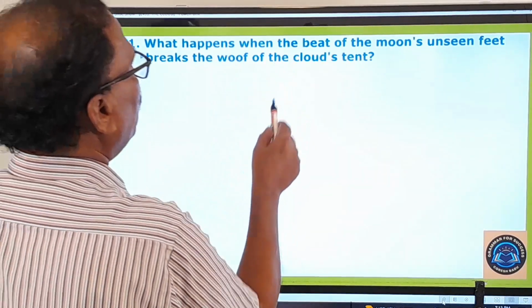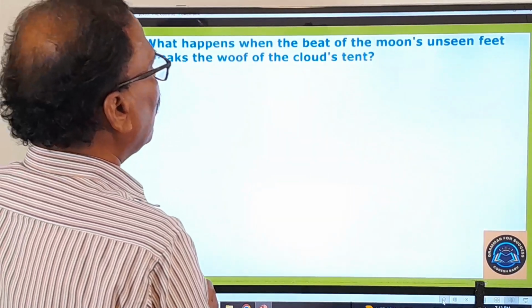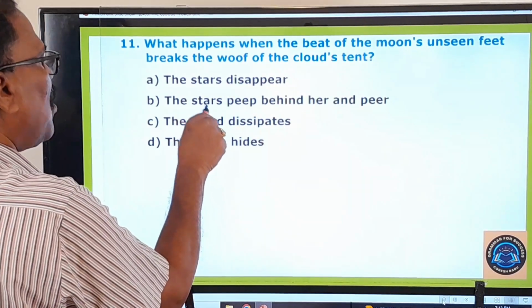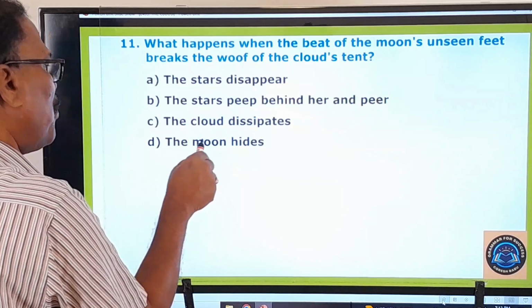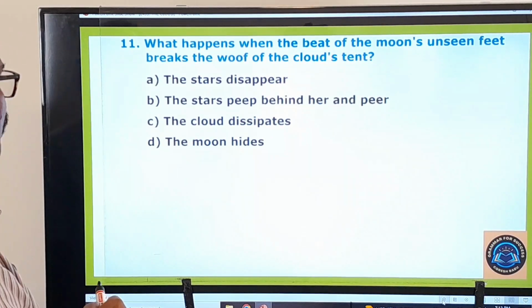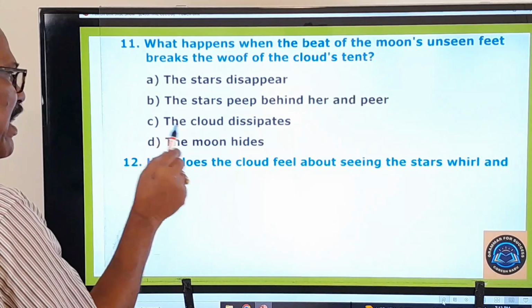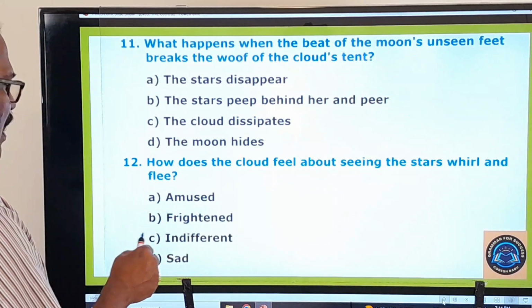What happens when the beat of the moon's unseen feet breaks the hoof of the cloud's tent? The stars disappear, the stars peep behind her and appear, the cloud dissipates, the moon hides. How does the cloud feel about seeing the stars whirl and flee? Amused, frightened, indifferent, sad.